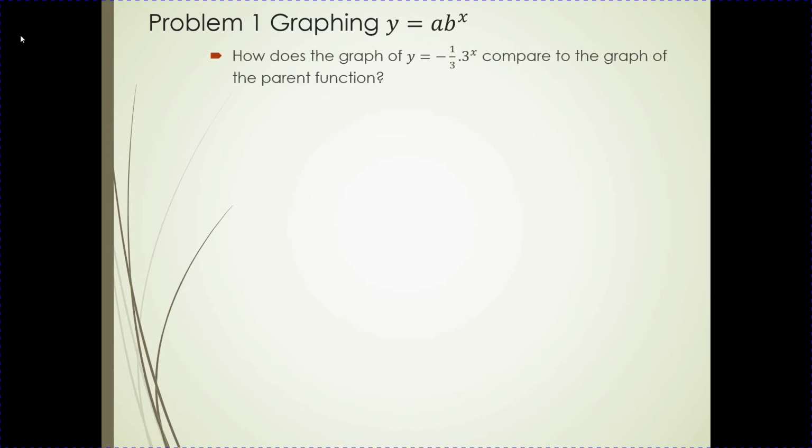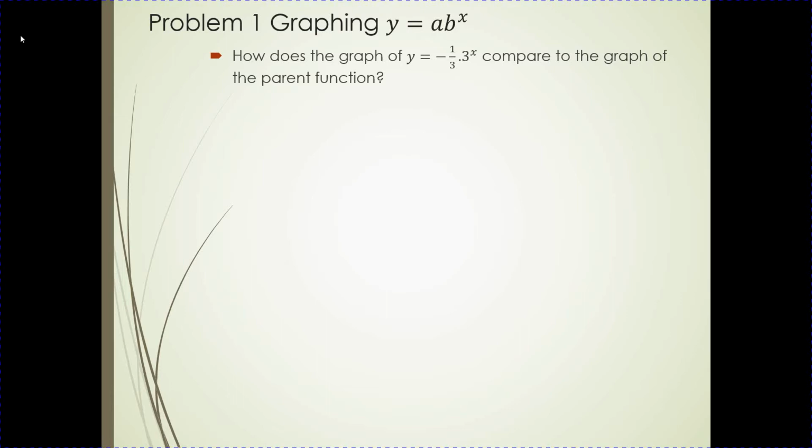Okay, problem 1 is about graphing y equals a times b to the power of x. How does the graph of y equals negative 1 over 3 times 3 to the power of x compare to the graph of the parent function? By the way, for this function, which is one of the families of exponential functions, the parent function will be y equals 3 to the power of x.